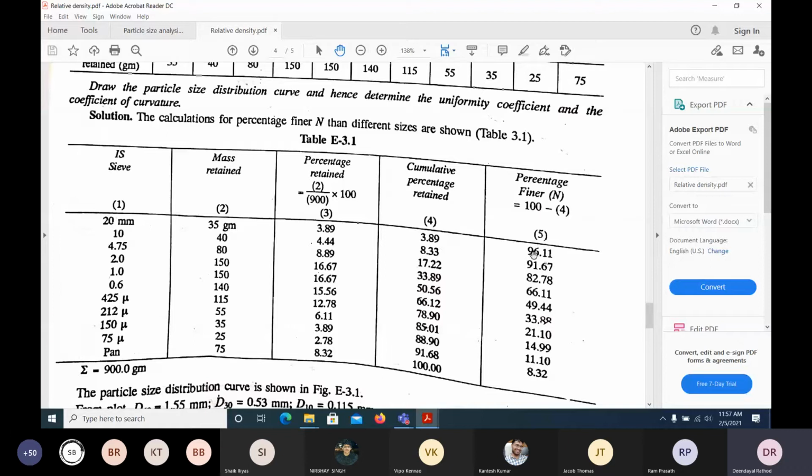This is percentage retained. Percentage finer, N value. Okay, 100 minus this one, 100 minus 8.3, 100 minus 17, 100 minus 33, 100 minus 50, and so on. Likewise, we got the percentage finer. We know the diameter. What will we do now?